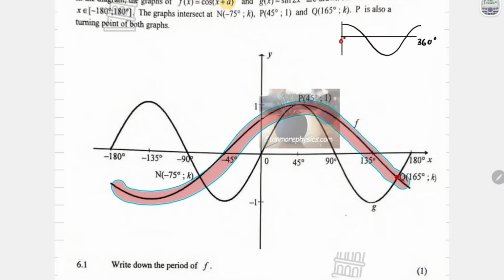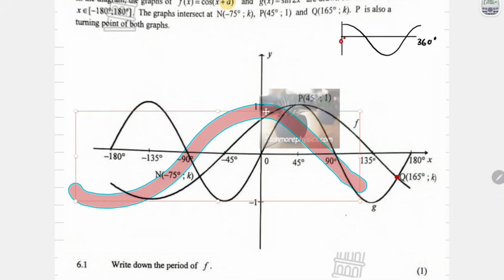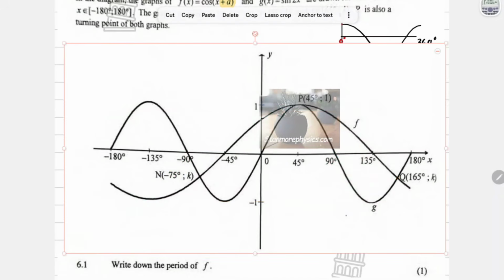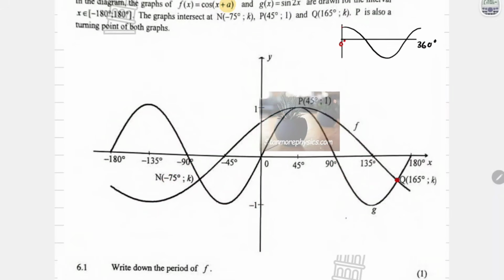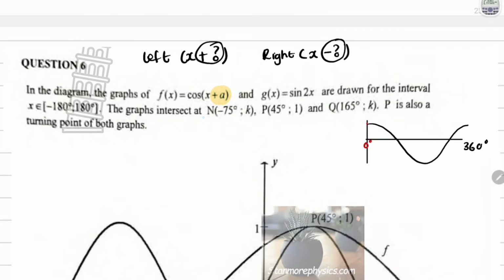By how many degrees? By 45 degrees, because now you have 45 degrees and 1. It's supposed to be 0 degrees and 1. Okay, so that's actually what that is. It was shifted to the right by 45 degrees. So if it moves to the right, you have a minus, right? So it's x minus the 45 degrees.